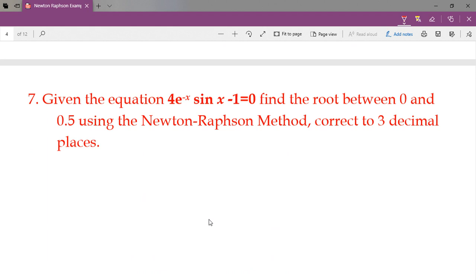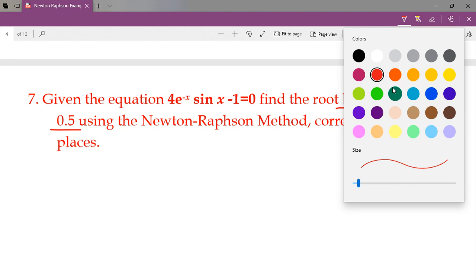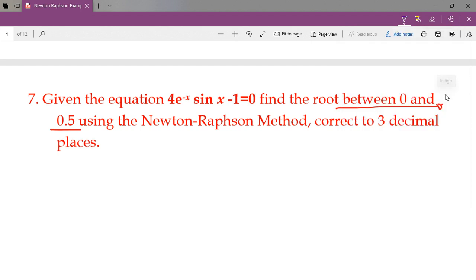Given the equation 4 into e power minus x sin x minus 1 is equal to 0, find the root between 0 and 0.5. So the interval of the root is already given, that is 0 and 0.5, corrected to 3 decimal places. When the interval of the root is given, it is very easy because already half of the work will be over. So we just have to concentrate on the iteration process.